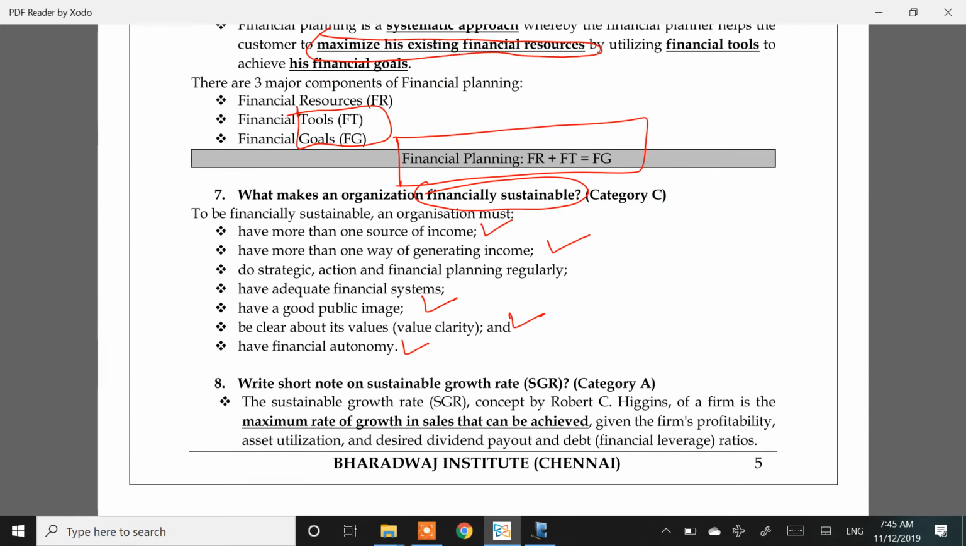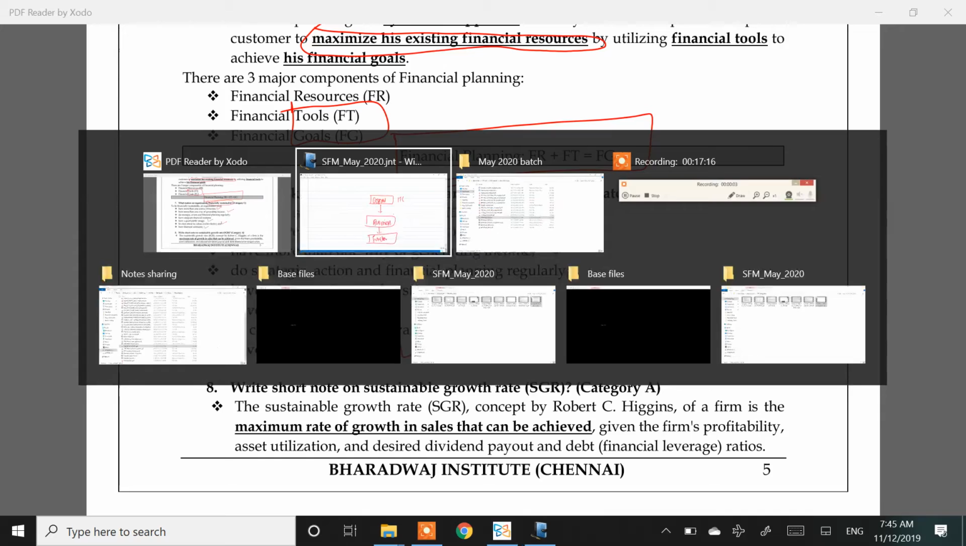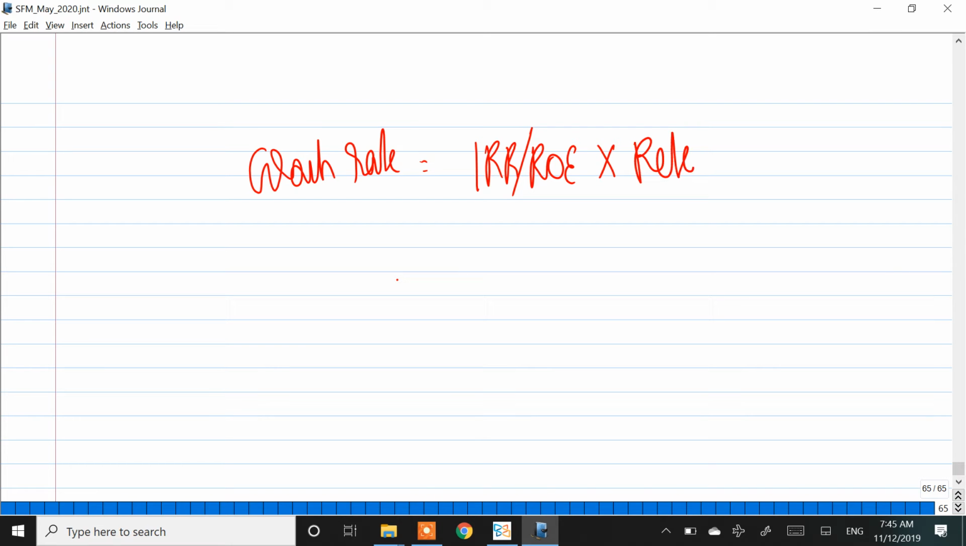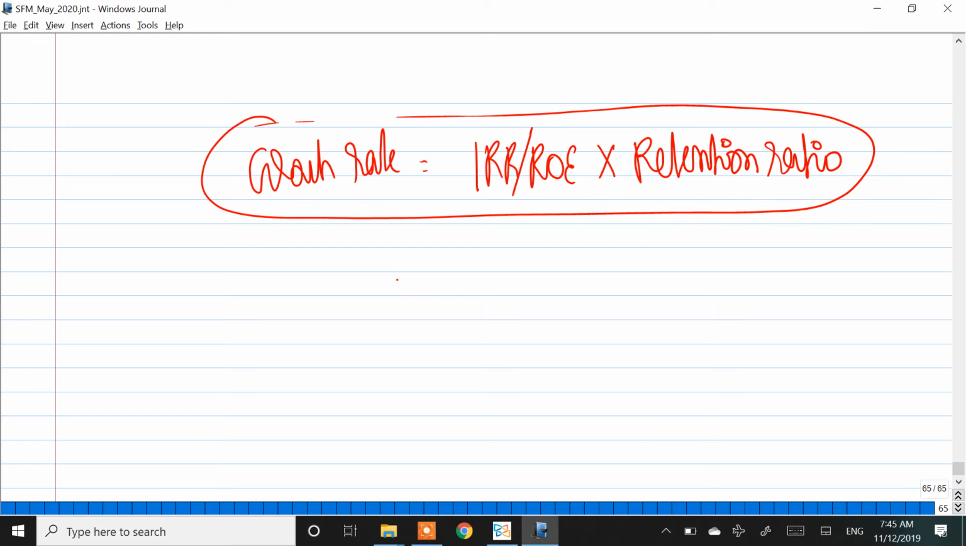Now comes what is sustainable growth rate. You could have learnt this earlier also. Growth rate is equal to IRR/ROE into retention ratio. This is basically the growth rate which can be sustained over a long period.